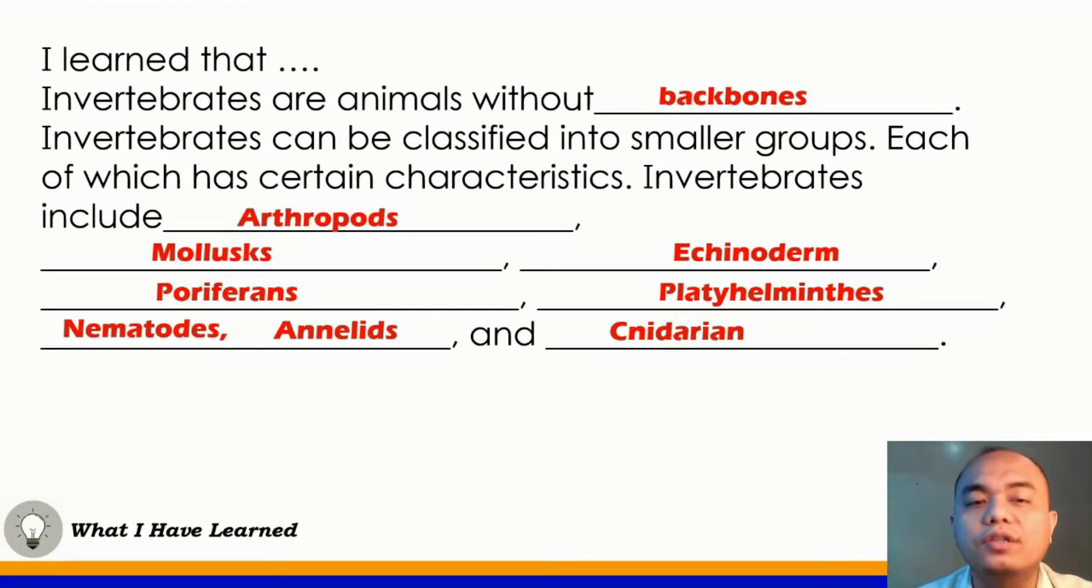Again, let us read all together. I learned that invertebrates are animals without backbones. Invertebrates can be classified into smaller groups, each of which has certain characteristics. Invertebrates include arthropods, mollusks, echinoderms, porifera, platyhelminthes, nematodes, annelids, and cnidarians.